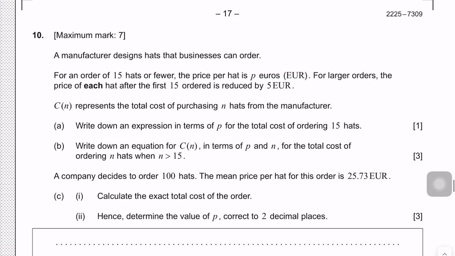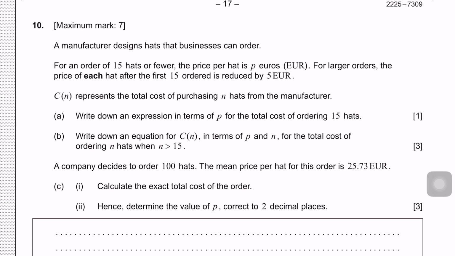Okay. Question 10, this is a 7-mark question. A manufacturer designs hats that businesses can order. For an order of 15 hats or fewer, the price per hat is p euros. For larger orders, the price of each hat after the first 15 ordered is reduced by 5 euros. C of n represents the total cost of purchasing n hats from the manufacturer. Part A asks us to write down an expression in terms of p for the total cost of ordering 15 hats. This is just a 1-mark question.